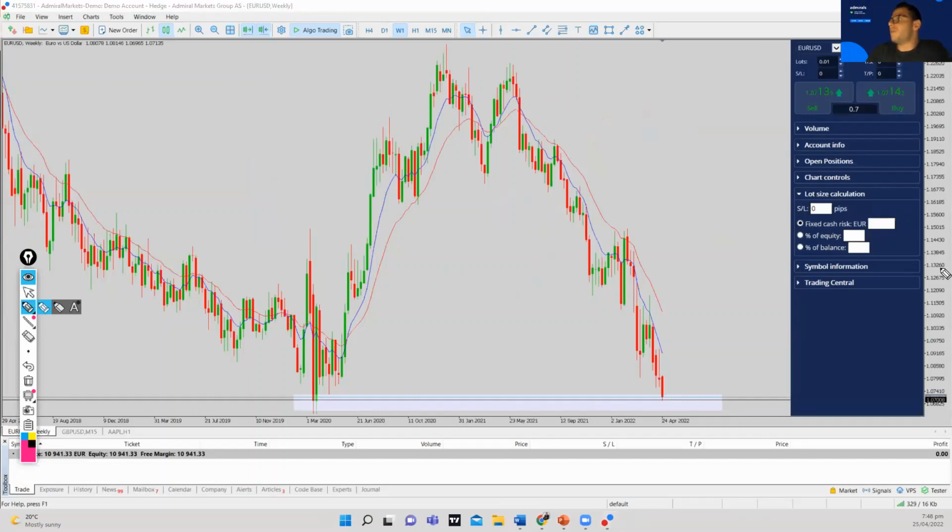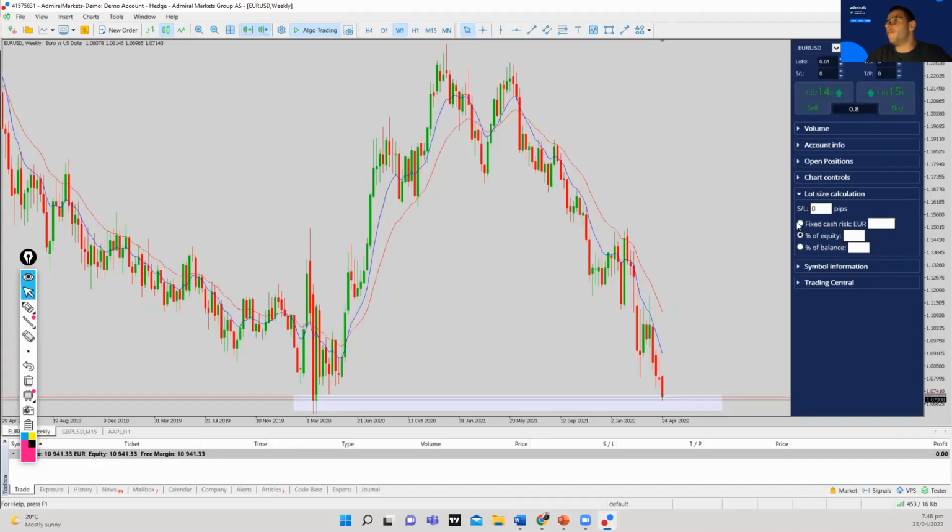Simply, you fill up the form here, the boxes, these two boxes, or this box or this box. What's the difference between them? There are traders who use a percentage of their equity, 1%, 2%, 3%, whatever you are using here. There are traders who use a percentage of their balance.